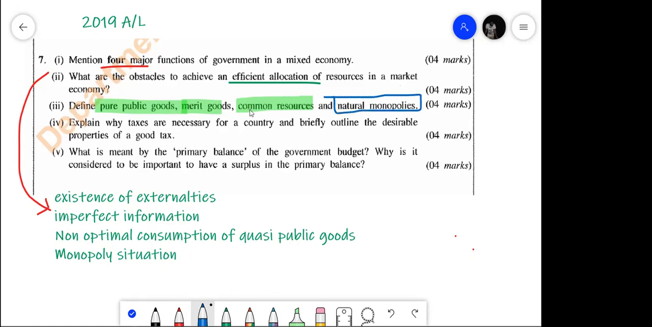What is a natural monopoly? A monopoly that sells agricultural products, nature-related products. What is a natural monopoly?